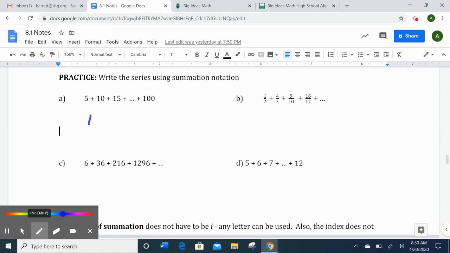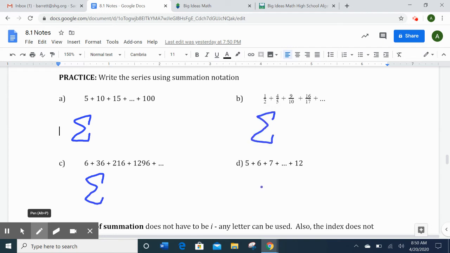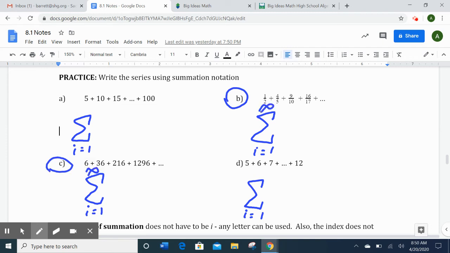So I'm definitely going to have a sigma in each case. I'm definitely going to start with a 1 in each case. And then I have to decide what I go to. Well, in B and in C, I go to infinity. In A and D, I have to decide how many terms they use.